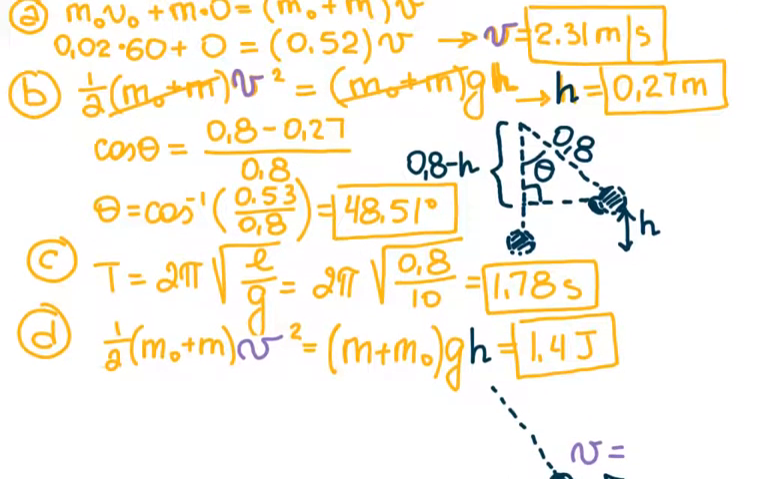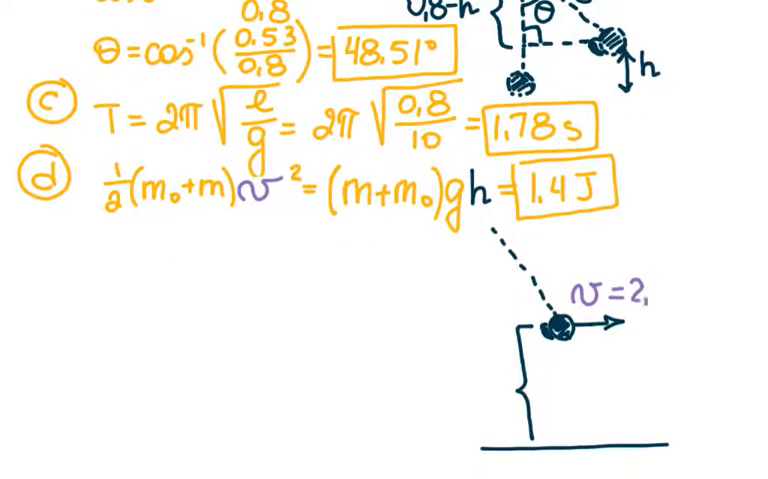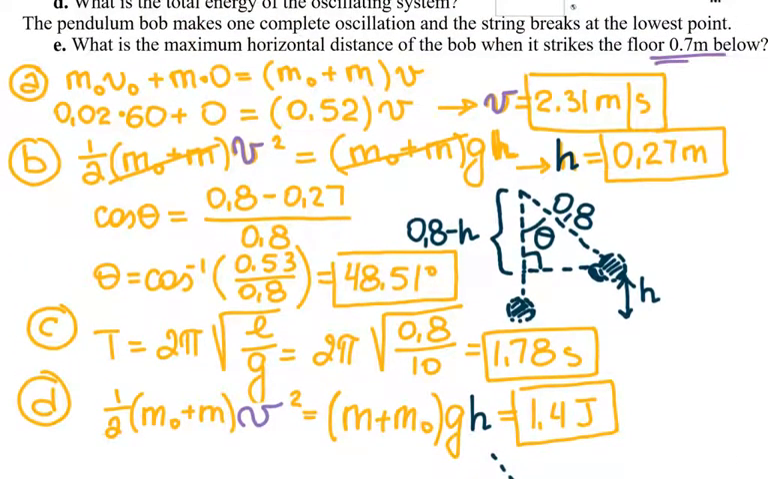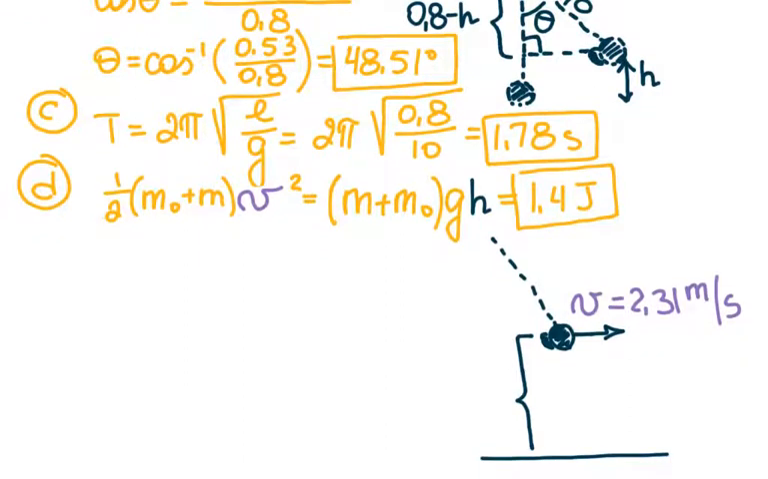That was 2.31 meters per second. And they say it is 0.7 meters above the ground. So this height is 0.7 meters. So I can find the final velocity because I know the height, and I can use the DAF formula from our previous videos.